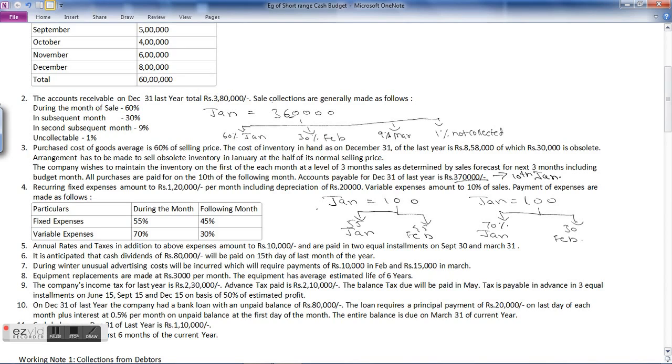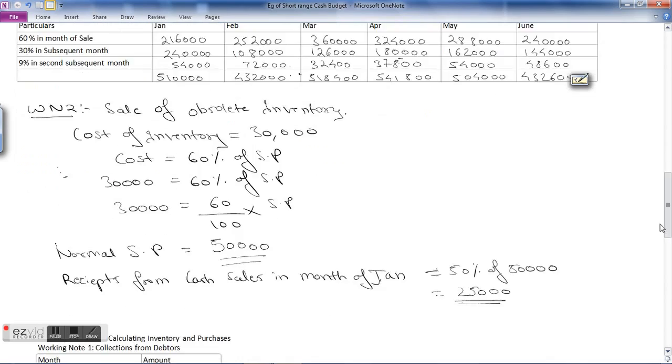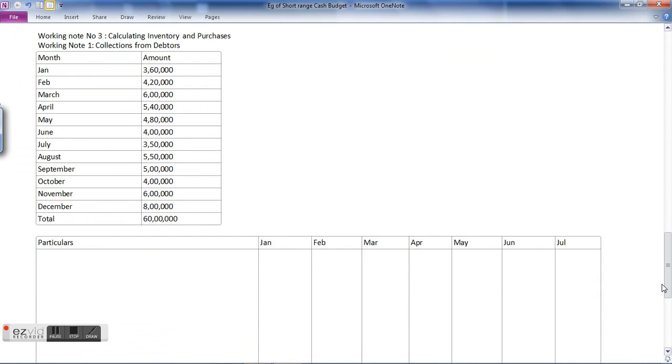So to find out balance of the accounts payable, we need to find out what are the purchases that are required to be made in each and every month. Okay, so to find out the purchases, we need to find out what is the closing inventory, opening inventory, and what is the cost of goods sold for each and every month. Okay, so we'll just prepare a working note for this. Working note number 3.